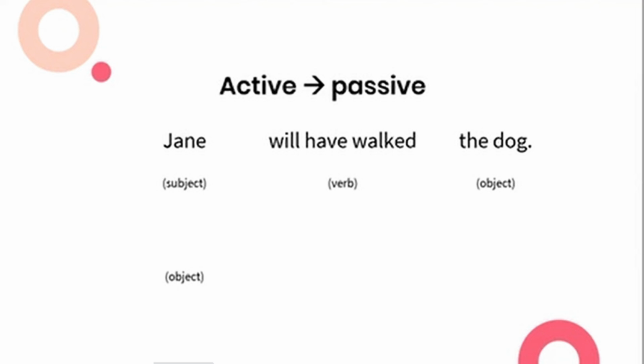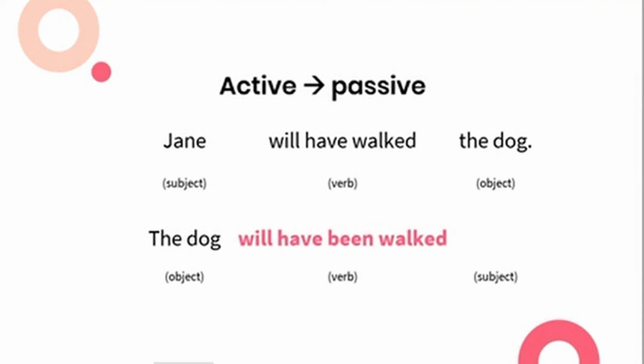We need an object, a verb, and a subject. Here's the passive sentence. The dog will have been walked by Jane. So as you can see, the verb changes from will have walked to will have been walked.